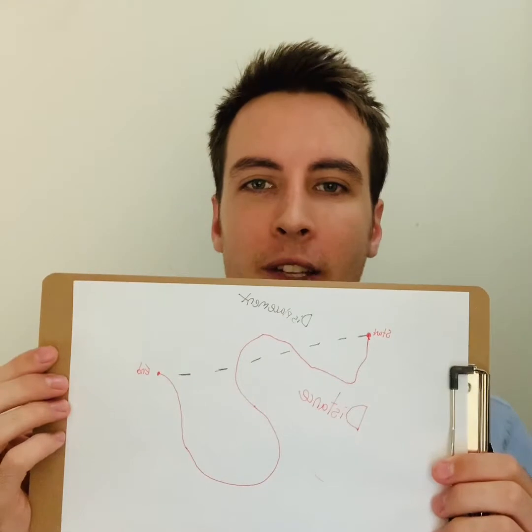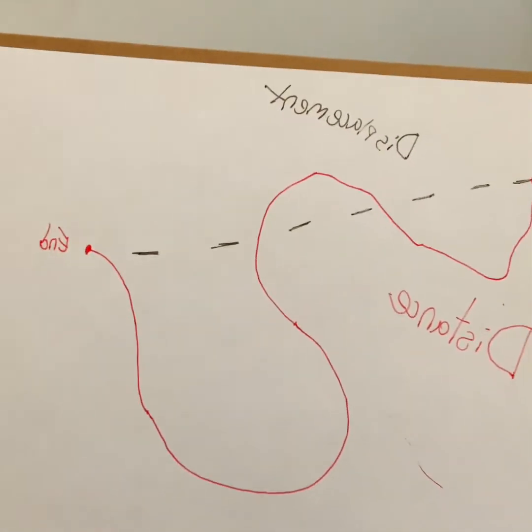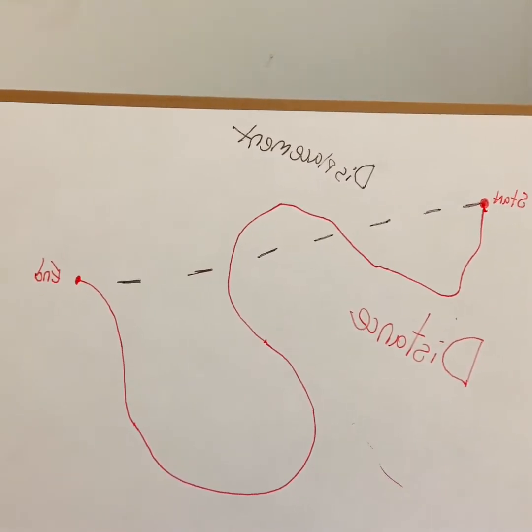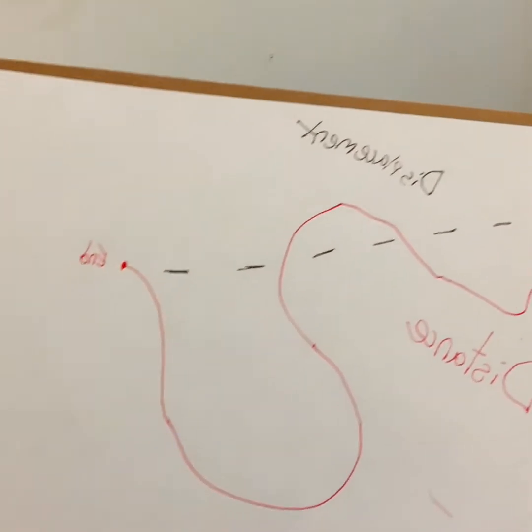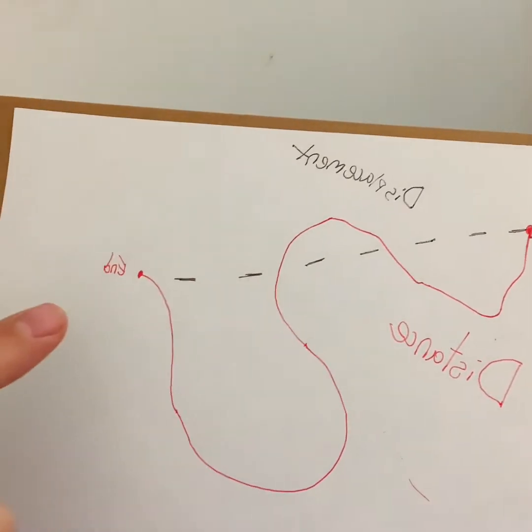If you remember a little man or old man taking a journey, you'll remember that distance and displacement are two different things. While distance is how far something has traveled, displacement is also the direction and the distance between point A and point B.